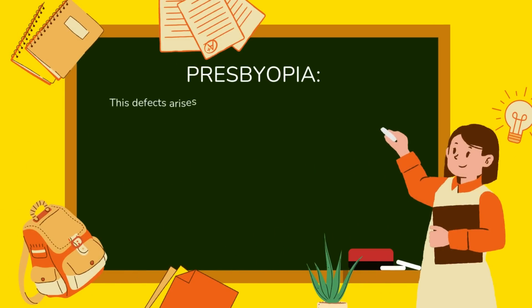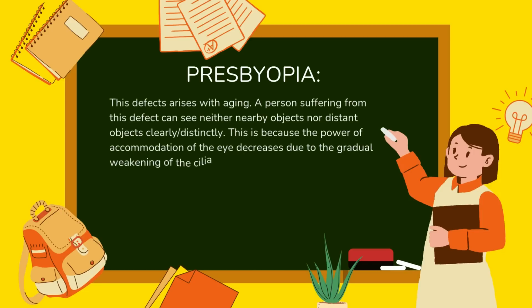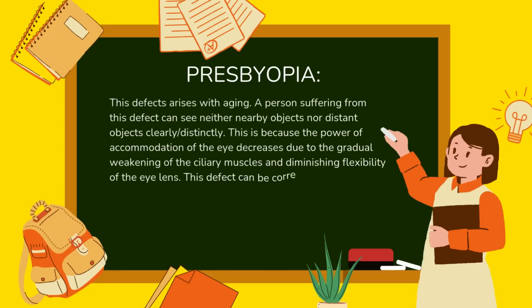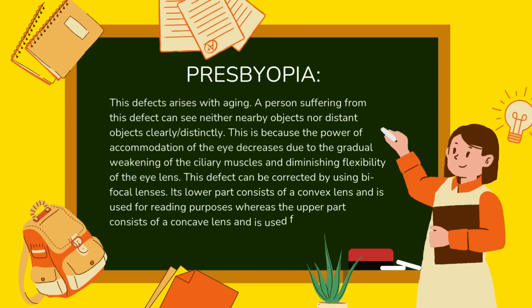Presbyopia. This defect arises with aging. A person suffering from this defect can see neither nearby objects nor distant objects clearly and distinctly. This is because the power of accommodation of the eye decreases due to the gradual weakening of the ciliary muscles and diminishing flexibility of the eye lens. This defect can be corrected by using bifocal lenses. Its lower part consists of a convex lens and is used for reading purposes, whereas the upper part consists of a concave lens and is used for seeing distant objects.